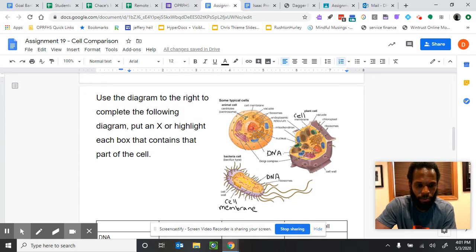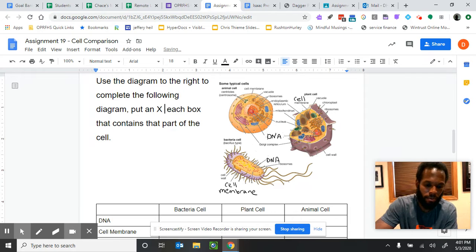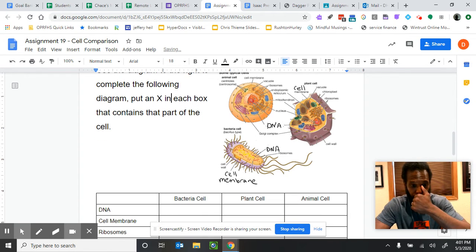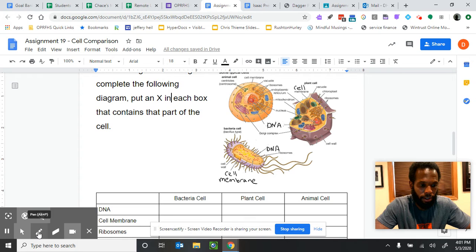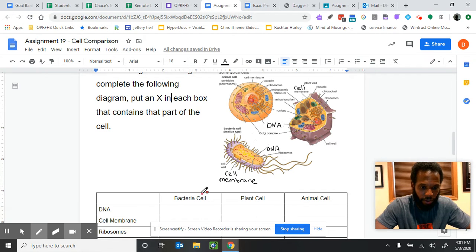The next page. Use this diagram to the right to complete the following diagram. Put an X in each box that contains that part of the cell. All right, so let's do the bacteria cell first. This column first, and then we'll do this bacteria cell right here.